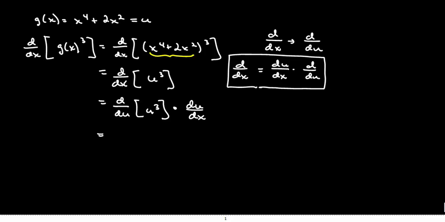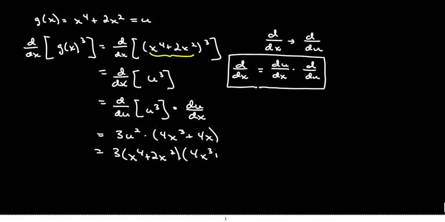Okay, but this right here is 3u squared, and now du/dx. Well, u was equal to this, so du/dx is the derivative of this guy. So that's going to be 4x to the third plus 4x. And u, we said, was equal to this, so we can go ahead and stick that guy in here. So that's 3 times (x to the fourth plus 2x squared) times (4x to the third plus 4x). This is your overall answer.